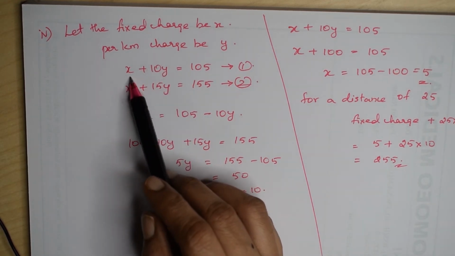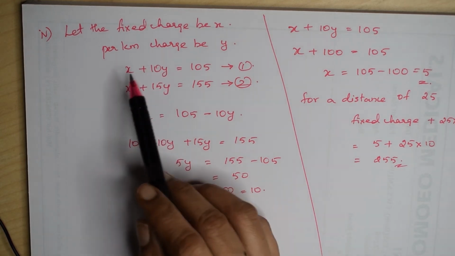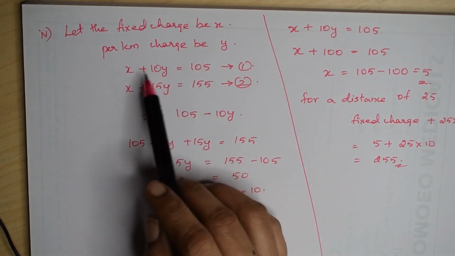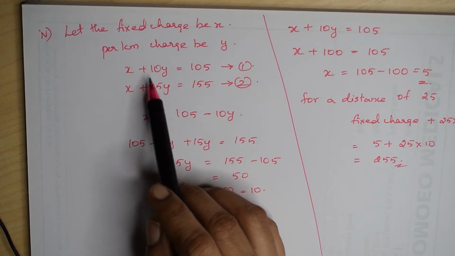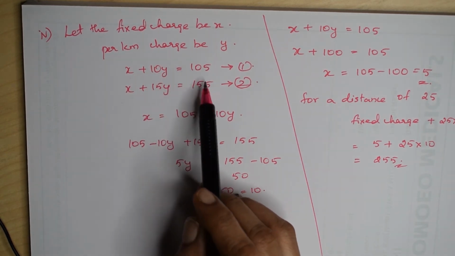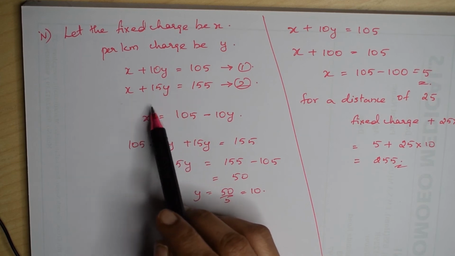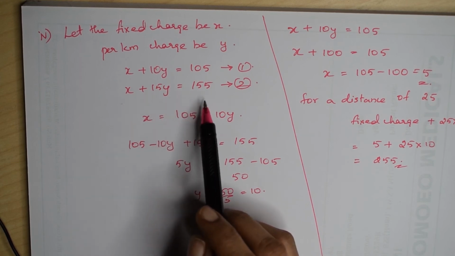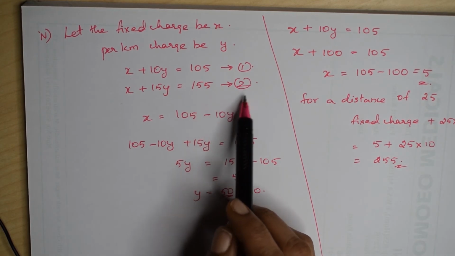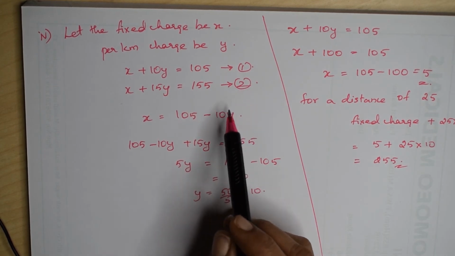So the fixed charge is always going to be the same, so it's not going to change according to the kilometers run. So it is going to be x plus 10y is equal to 105. This becomes the first equation. Then the second equation is x plus 15y is equal to 155. This is the second equation. Please be careful making the equations.